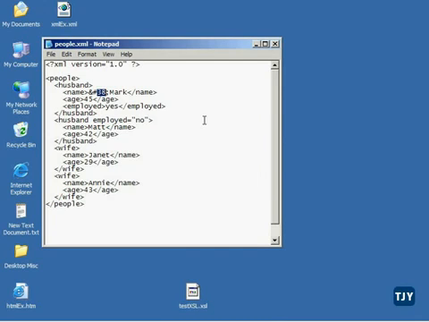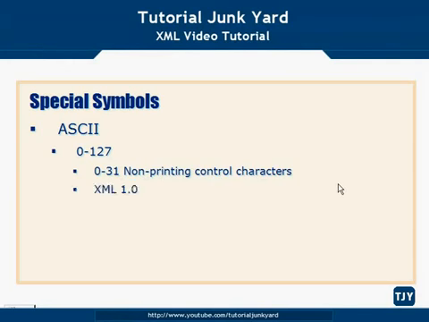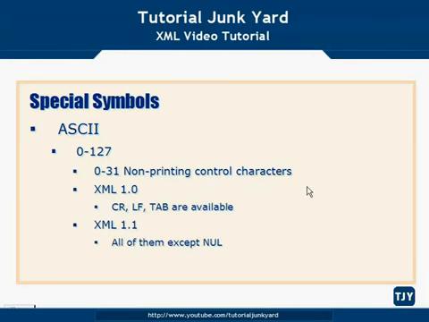Let me just point out one more thing and then we'll be done with special characters. Now we're using the ASCII character set. There are 128 characters that we use in the first part, and there are actually 256, but the first 0 to 31, which is 32 characters, are non-printing control characters. In XML 1.0, the version we're using, we can only access carriage return, line feed, and tab from those. Then in XML 1.1, which is the next release of XML, we can get all of those 32 characters except for null. So we can just put the escape sequence in.